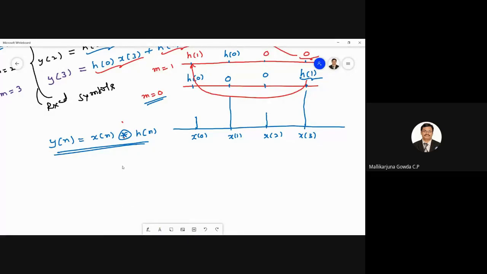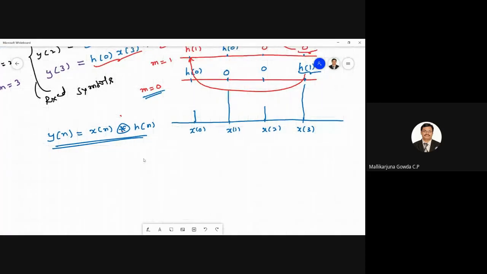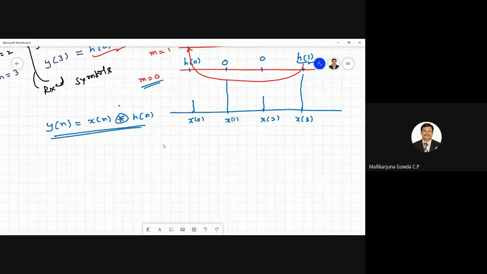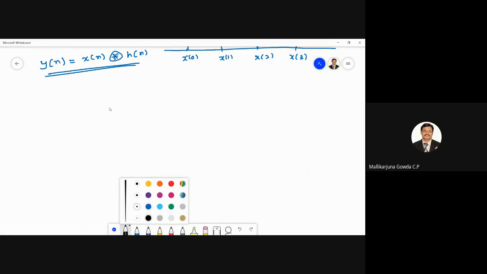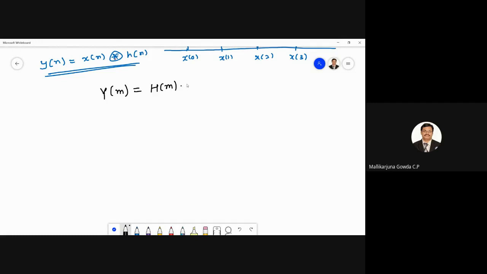So the last point, what I was telling in the morning, is that this is what in time domain I said. Then I wrote in frequency domain, y of m will be equal to h of m into x of m, plus the additive noise and other terms. I said I'm leaving that additive noise.